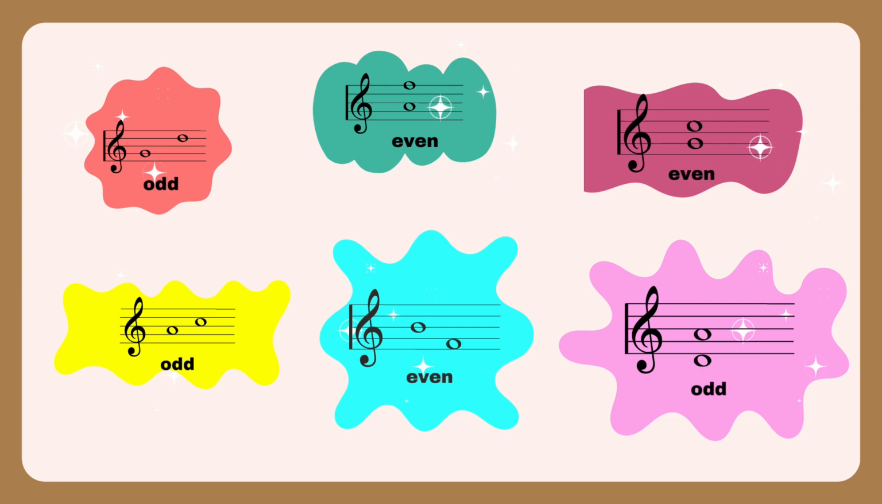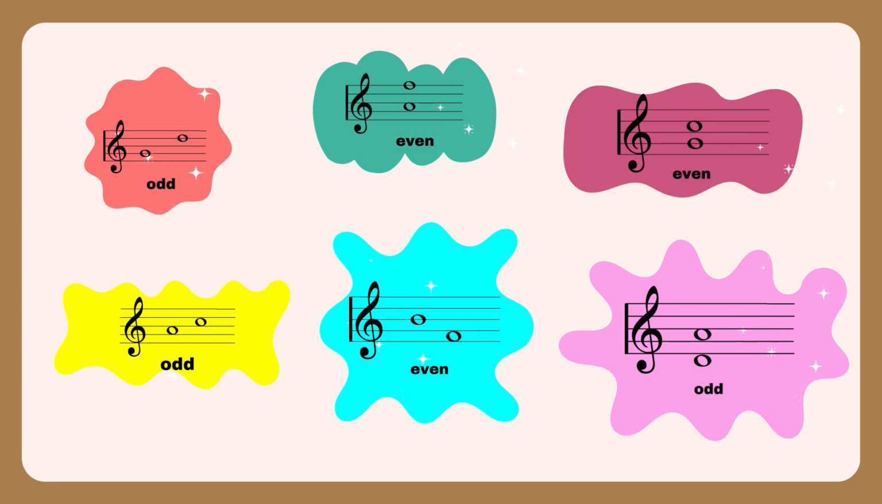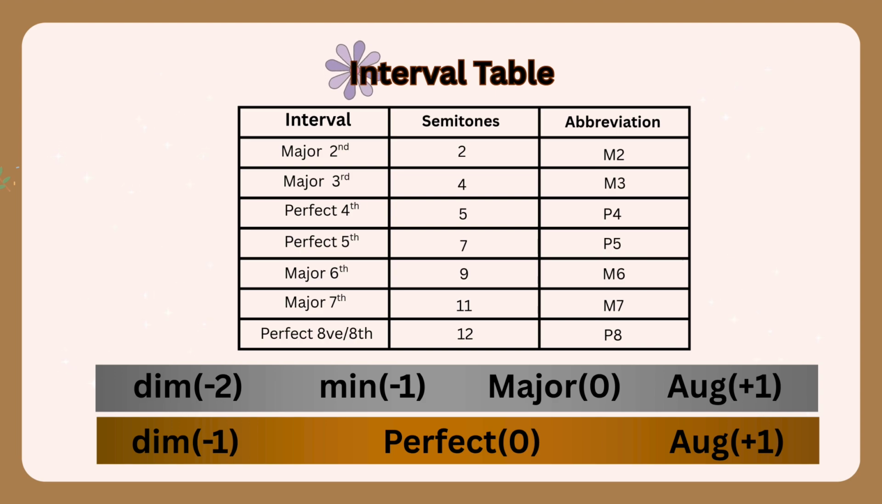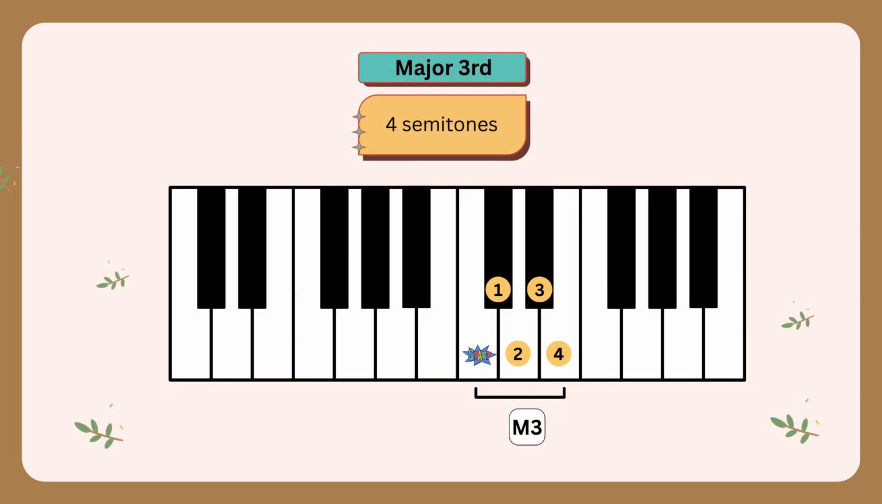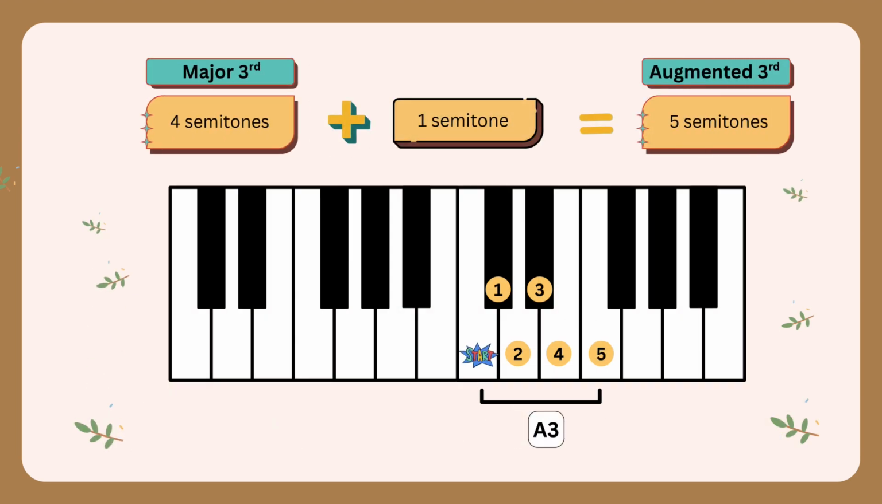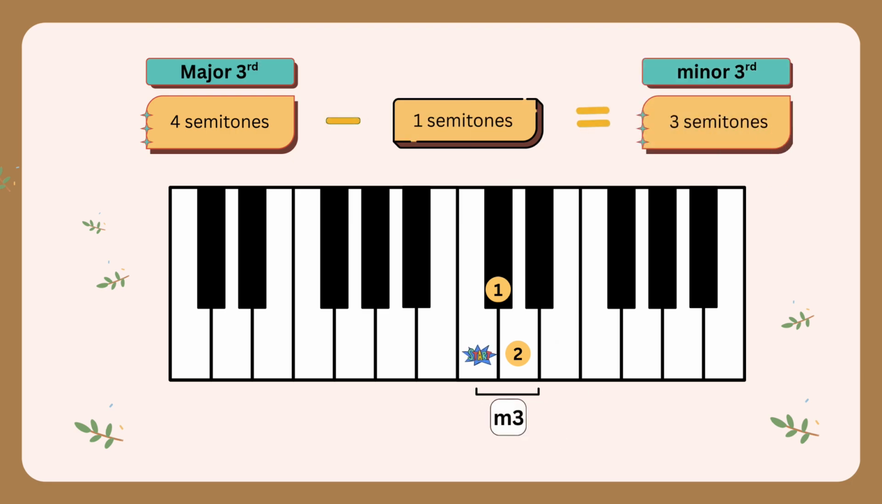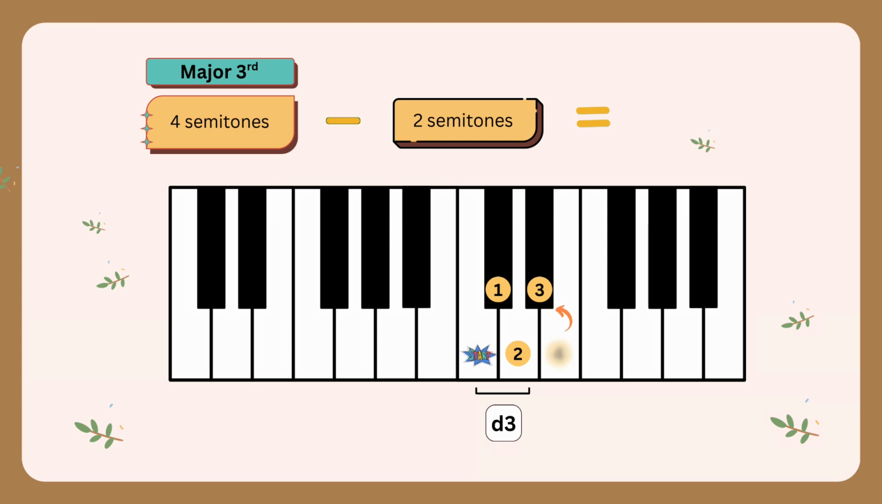Each interval has a quality that you can determine by counting semitones. This is a table to follow. Looking at major semitones. Major plus 1 semitone equals augmented. Major minus 1 semitone equals minor. Major minus 2 semitones equals diminished.